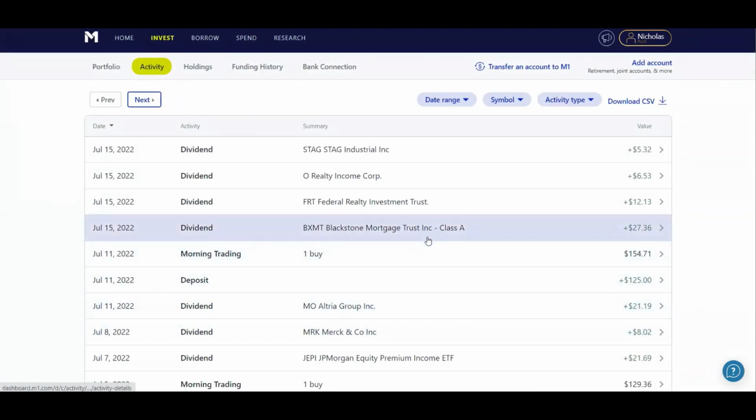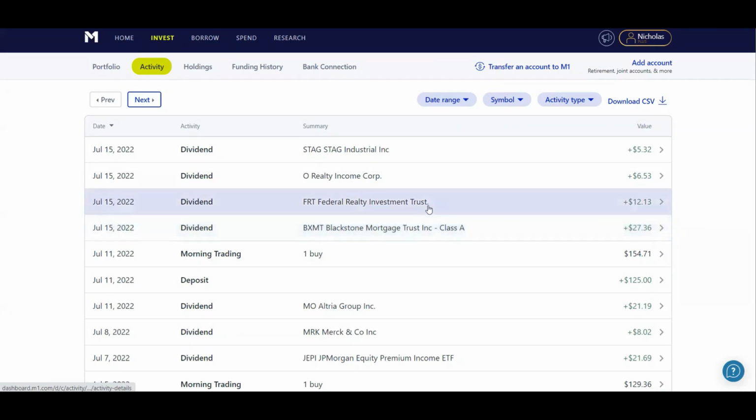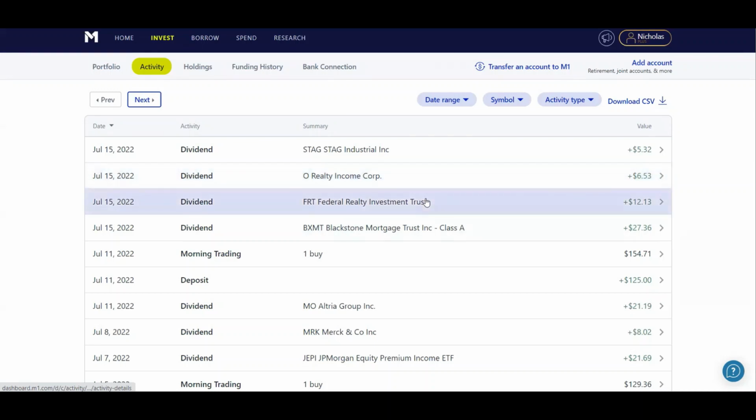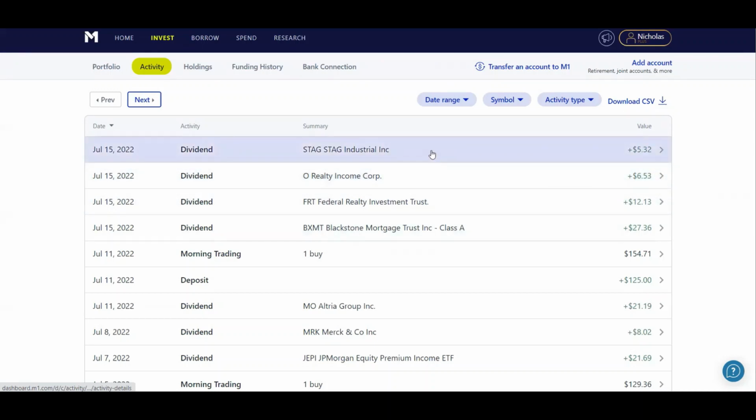Then on the 15th, I earned a ton of dividends, all from my REITs. So I received $27.36 from BXMT, $12.13 from FRT, $6.53 from Realty, which I think is a 2 cent increase from last month. They did a dividend increase. And then $5.32 from Stag.